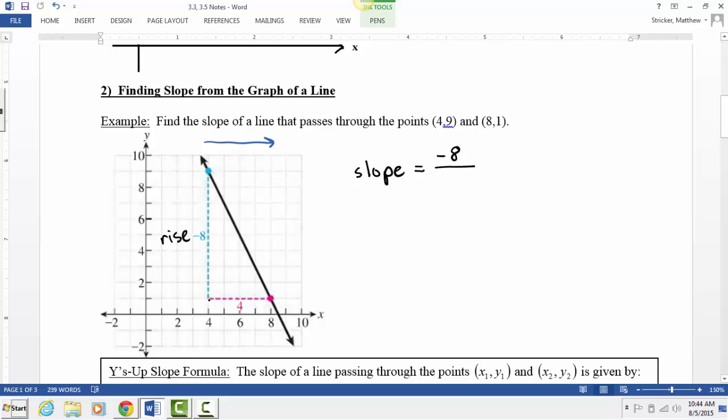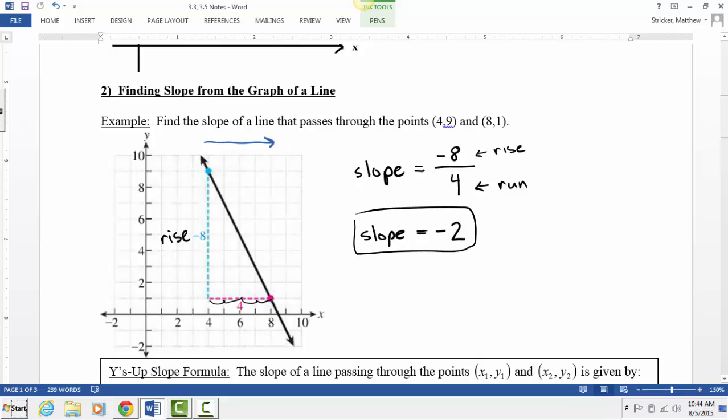And then the run, we have to move 1, 2, 3, 4 units. So the run is 4 units. So this is our rise, and this is our run. And of course this does simplify. -8 over 4 is -2. So our slope in this case is -2. And you can always tell that just from looking at a picture.